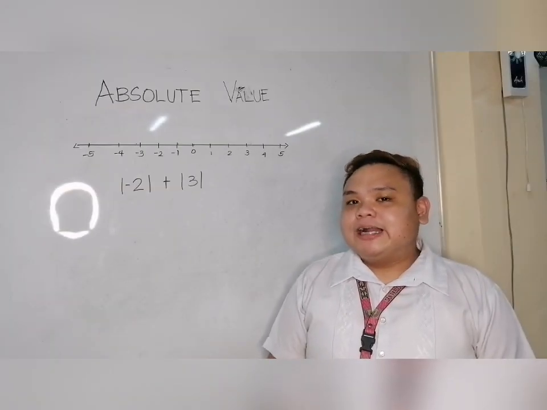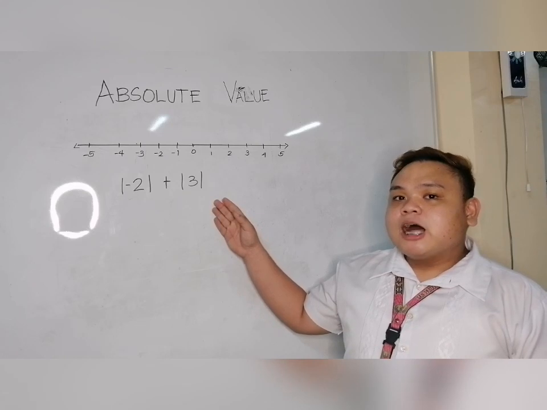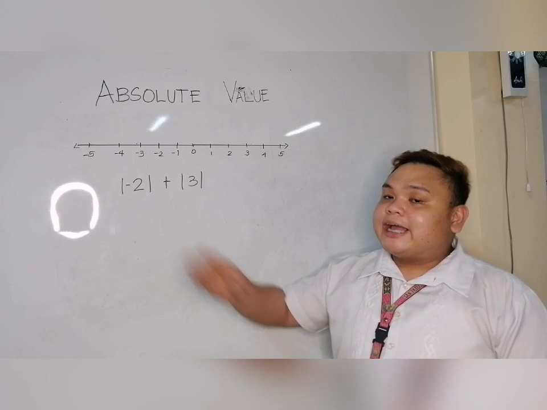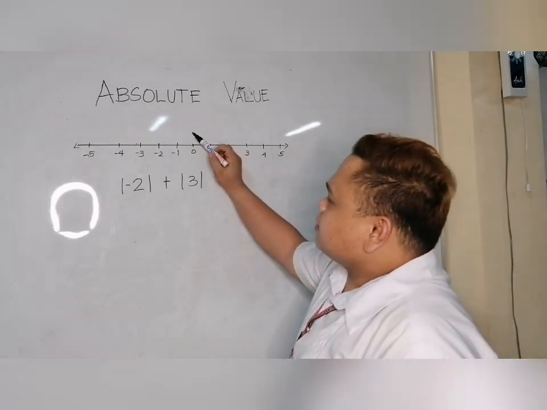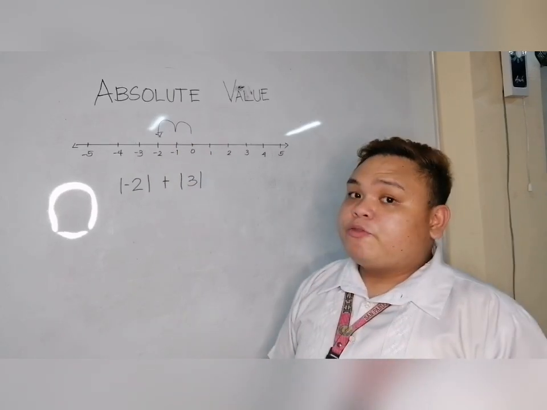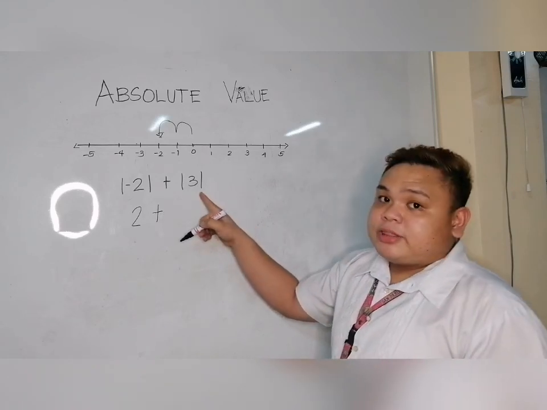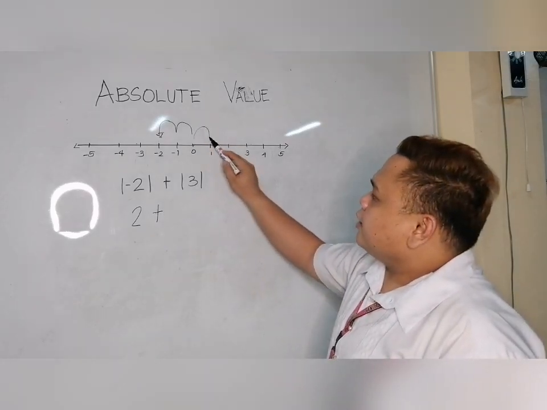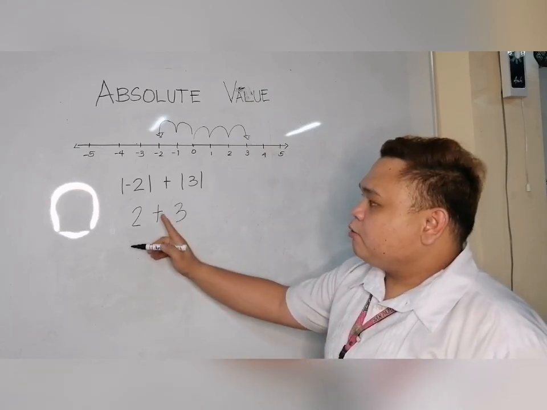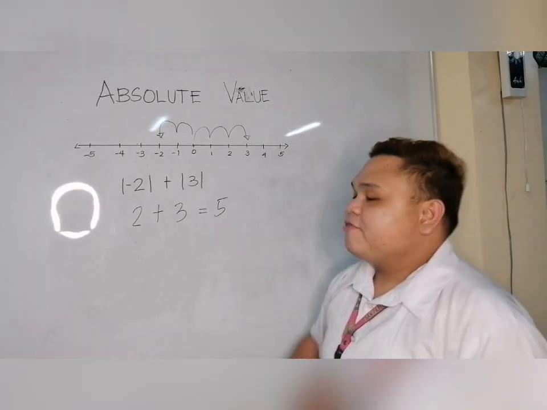Now, let's have here our example. Suppose you have the absolute value of -2 plus the absolute value of 3. First, we need to get the absolute value of -2. So in that case, from 0, you have 1, 2. The distance of -2 from 0 will be positive 2. And the distance of 3 from 0 will be 1, 2, and 3. Therefore, the absolute value of -2 plus the absolute value of 3 is equal to 5.